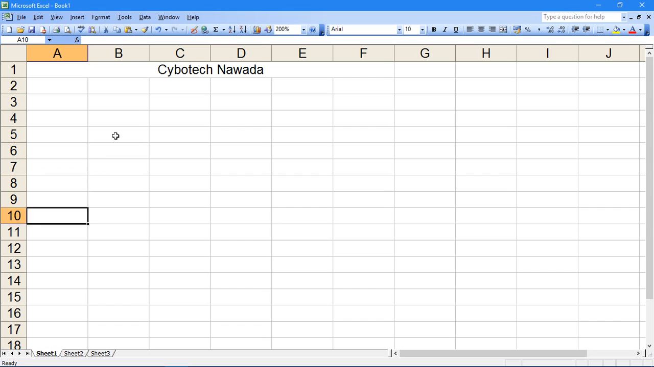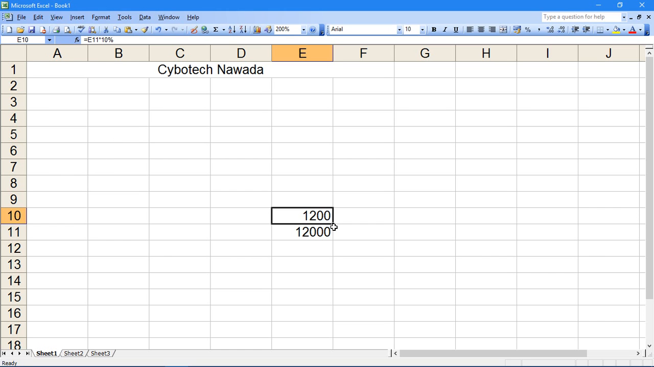This is Sheet 1. I'm writing a value here. Suppose this value is 12,000. Okay, this value is written in the cell E11. Now suppose I am writing a formula, equals E11 into 10%. Okay, the value of E11 is 12,000, and according to the formula the value of E10 will be 10% of the value of E11, and that's why it is 1200.